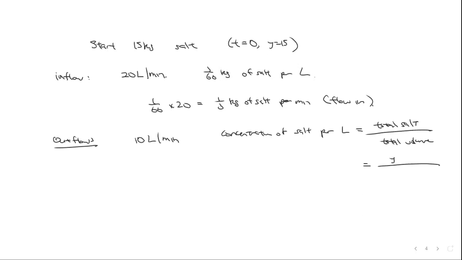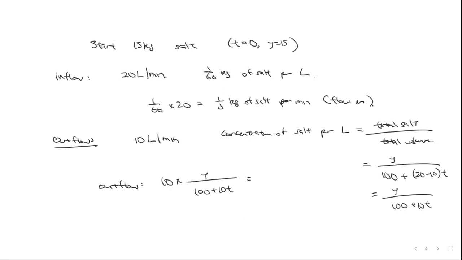The total volume, well, is 100 liters, how much you started with. And I guess every minute you're getting in 20 liters, but you're also losing 10 liters times t. So in other words, this is y over 100 plus 10t. All right, so if that is the concentration, then the amount of salt outflow will be 10 times y over 100 plus 10t, which is 10 times y over 10 plus t, which is y over 10 plus t. So if this is the amount of inflow per minute, and this is the amount of outflow per minute, then when they ask us to write an expression for the concentration, I guess that's that part.